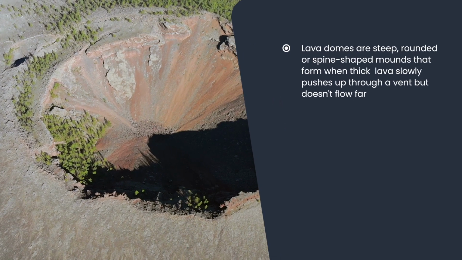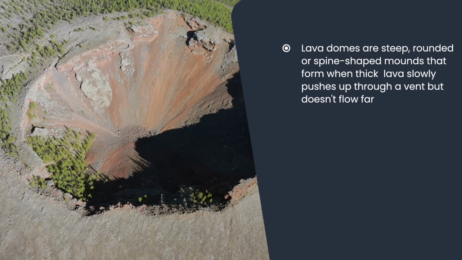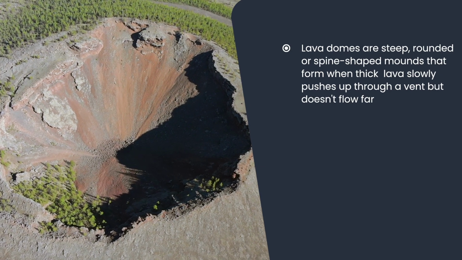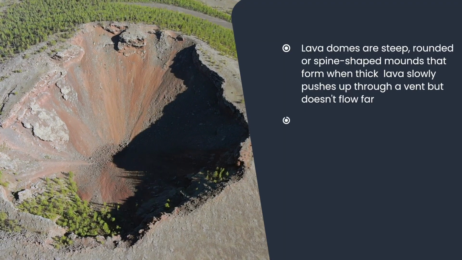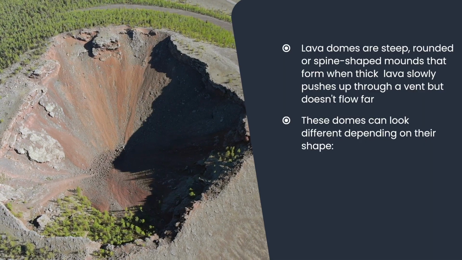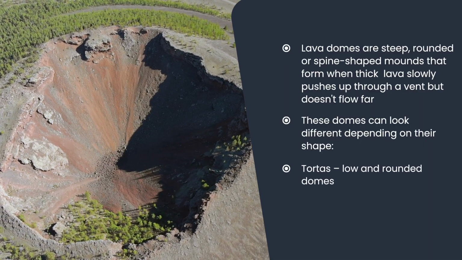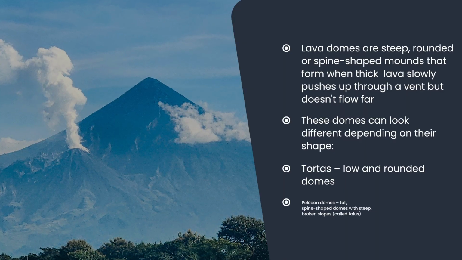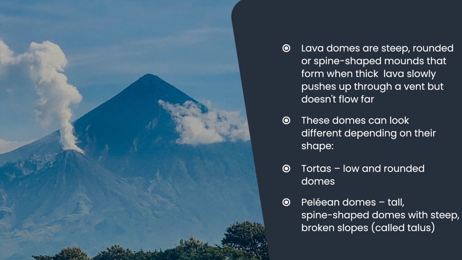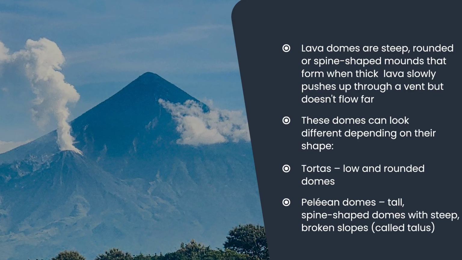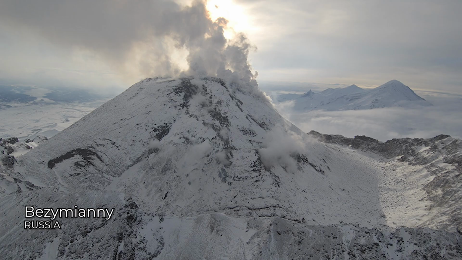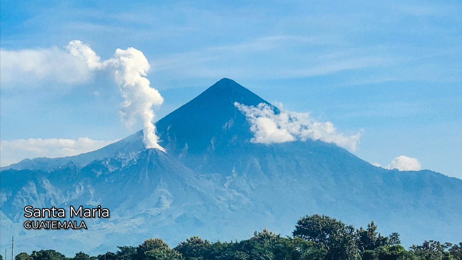So, these are steep, rounded or spine-shaped mounds that form when thick lava slowly pushes up through a vent but does not flow far. These domes can look different depending on their shape. Those are tortoise, so, these are low and rounded domes, and the next is Pelean domes. Next is tall spine-shaped domes with a steep broken slope, which is also called the talus. The examples of lava domes are Unzen in Japan, Bezymianny in Russia, and Santa Maria of Guatemala.